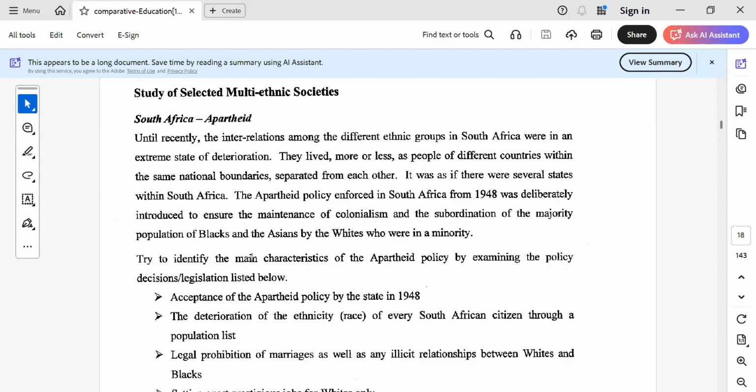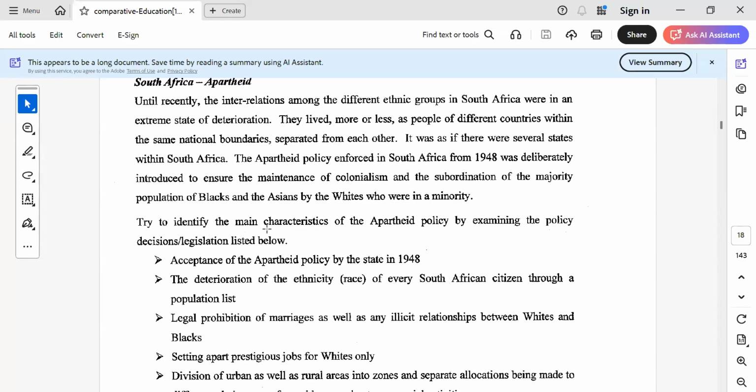Even in Sri Lanka, from time to time they used to do this. Actually, the government must know how many female, how many male, old population, young population, right? According to that only, they have to prepare the budget, right? So legal prohibition of marriages as well as illicit relationship between whites and blacks.